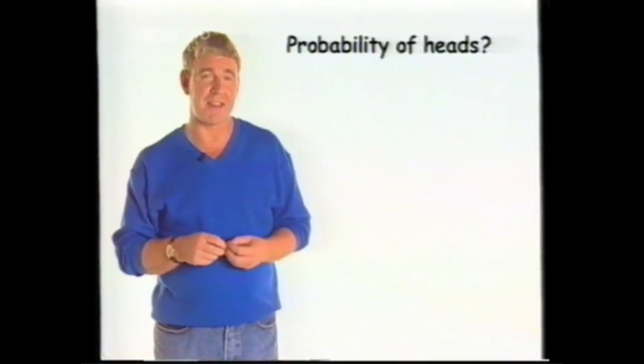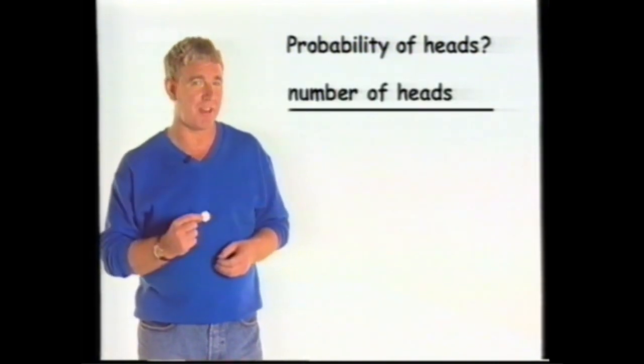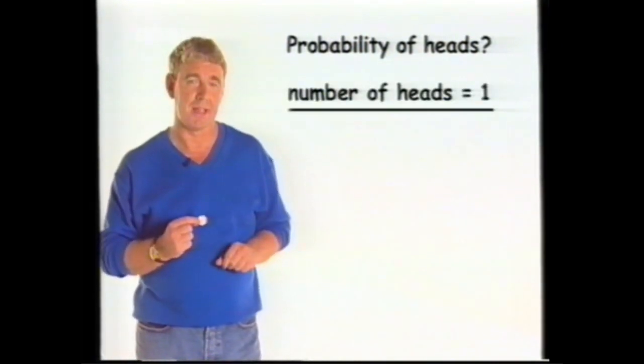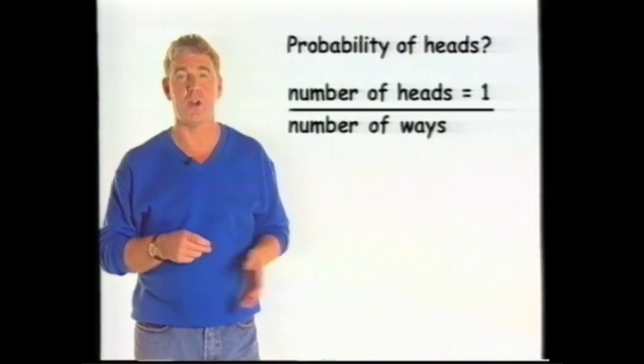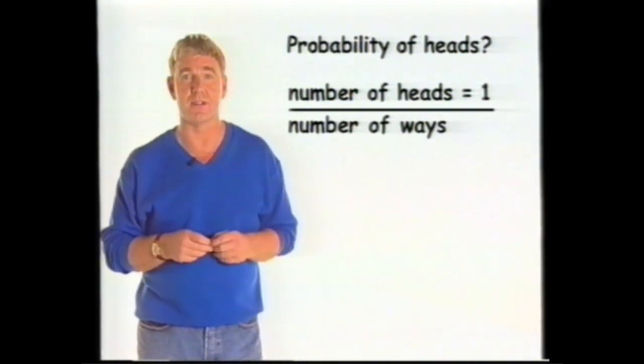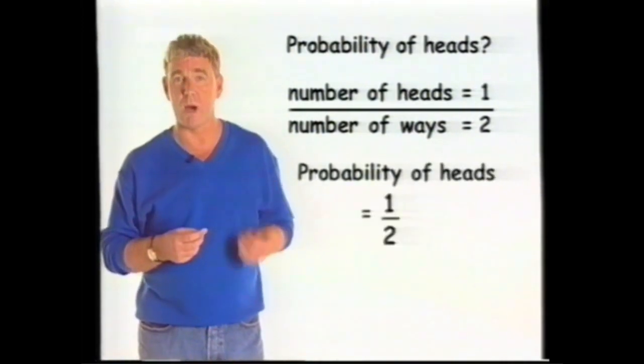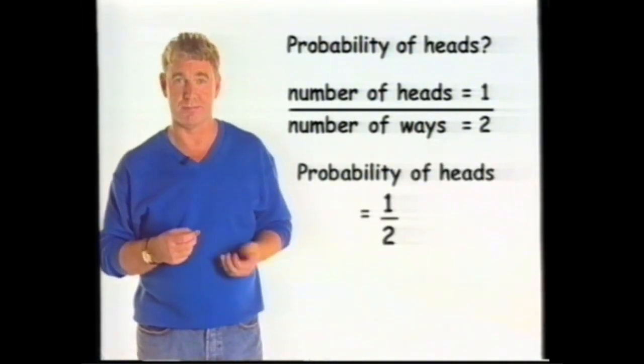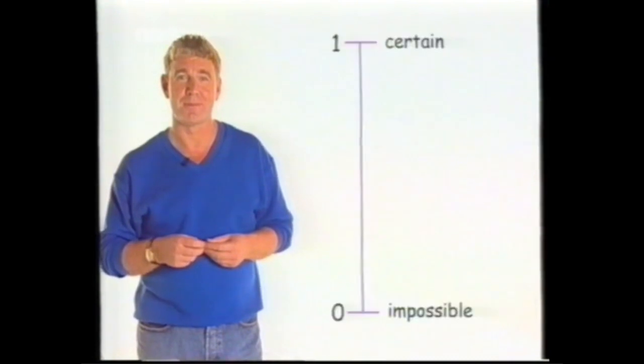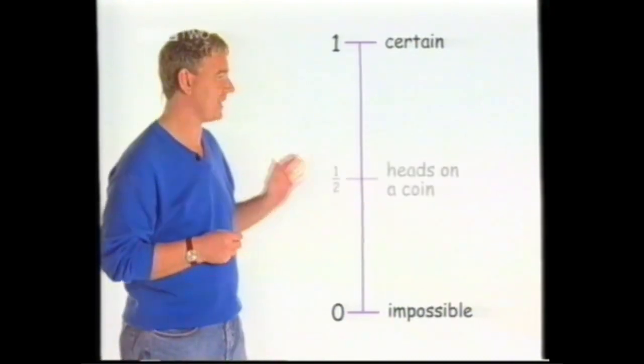We can work this out mathematically. How many heads are there on the coin? 1. Divide that by the number of ways the coin could fall, heads or tails, that's 2. So the probability of getting heads is 1 divided by 2, and that's 1/2. And we can show that on the probability scale.